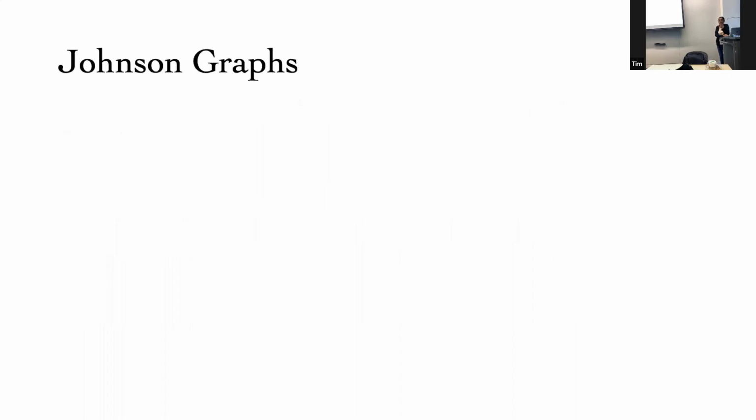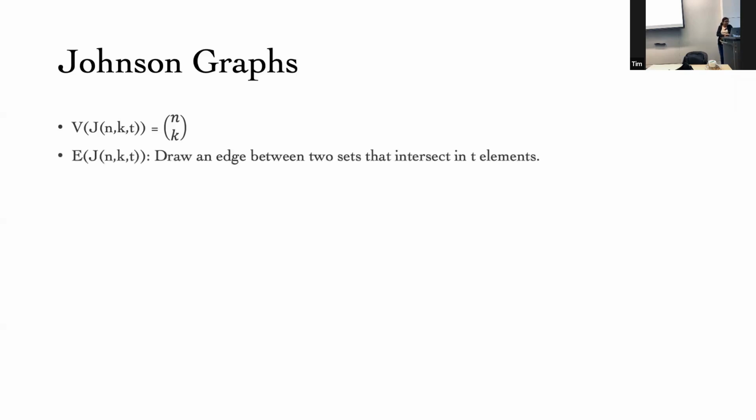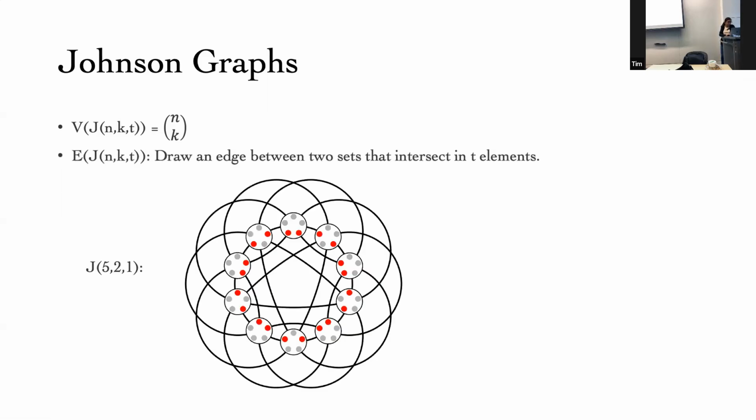So first, let's look at Johnson graphs to make things more concrete. So the vertices of the Johnson graph are sets of size k of the universe of size n. And the edges of the Johnson graph with parameters n, k, t will be between vertices that intersect in t elements. So let's look at the Johnson graph on n equals 5, k equals 2, and t equals 1.